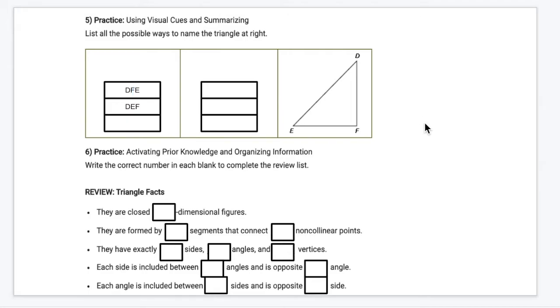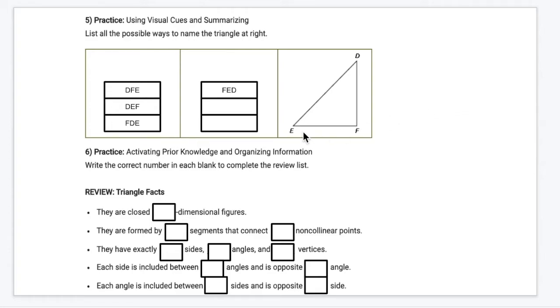I'm going to start at a different vertex now. So I'm going to start at F. I'm going to go counterclockwise. So I'm going to do F, D, E. So that's one more combination of vertices. And this time I'm going to go clockwise. So I have F, E, D, and that's another combination.